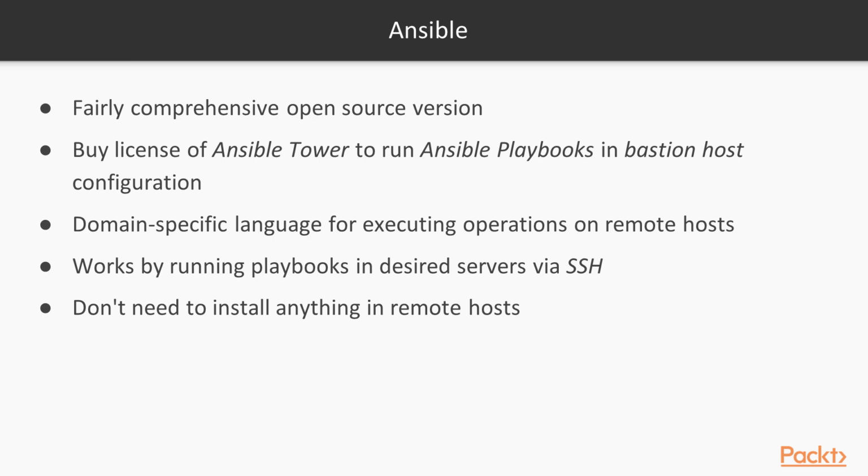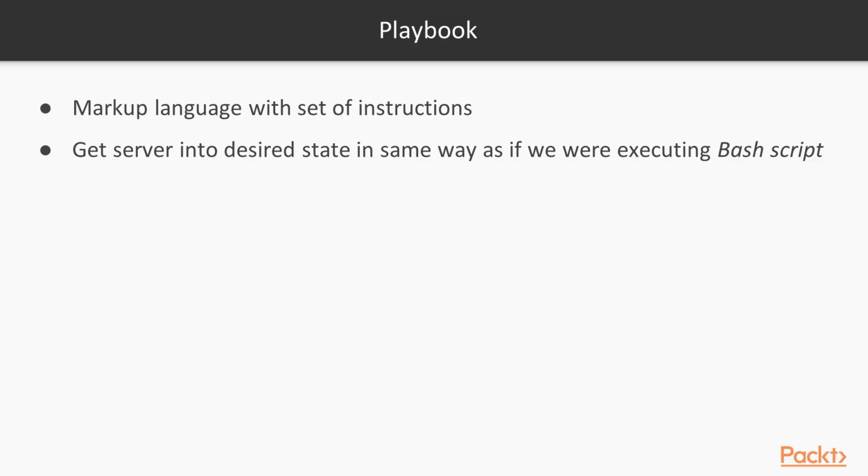Ansible is basically a domain-specific language for executing operations on remote hosts that are defined in an inventory. Ansible works by running playbooks in the desired servers via SSH. So, unlike Chef or Puppet, we don't need to install anything in the remote hosts. We should just be able to SSH into them. A playbook is basically a YAML file, yet another markup language, with a set of instructions to get the server into the desired state in the same way as if we were executing a bash script.